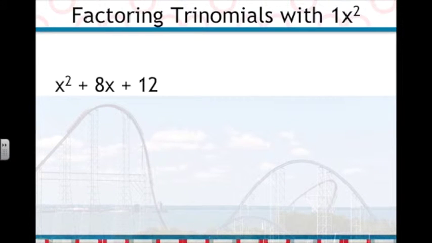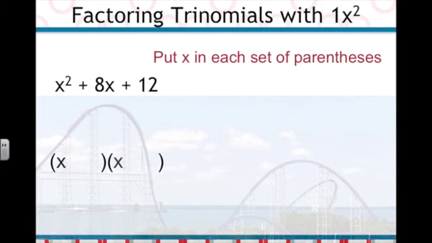For our first example, let's consider the trinomial x squared plus 8x plus 12. We know our answer is going to be two binomials, so first we'll draw two sets of parentheses. The first terms in the parentheses will come from the x squared, so we'll put an x in each set of parentheses.